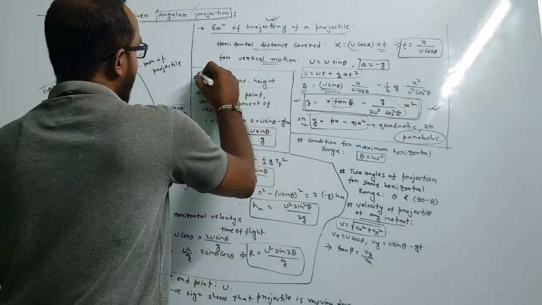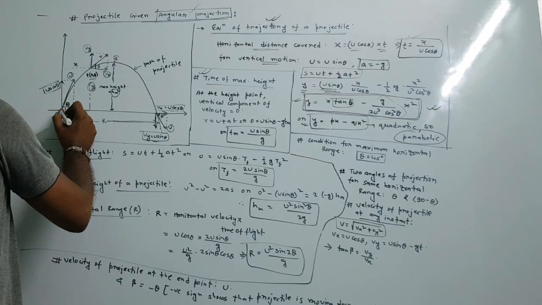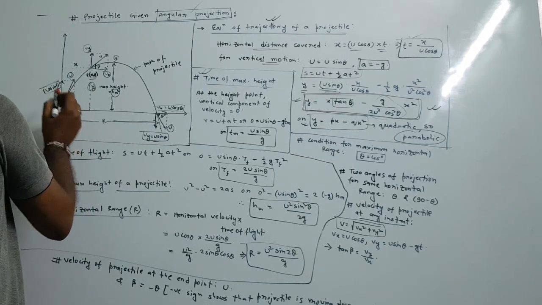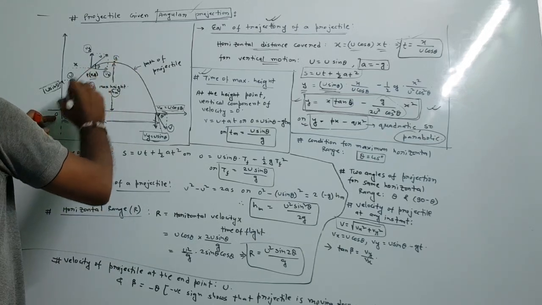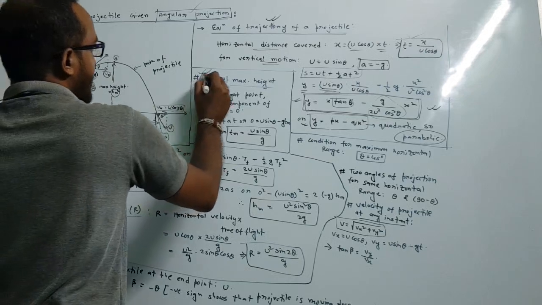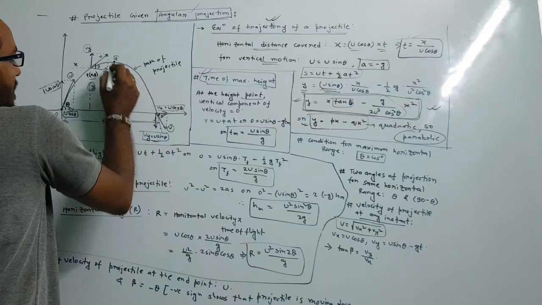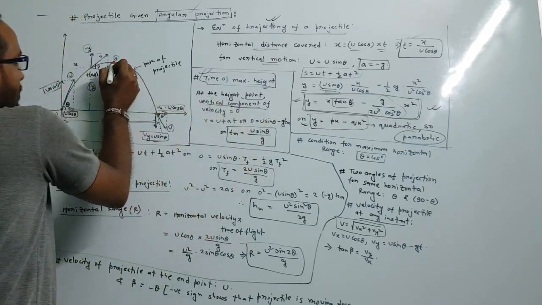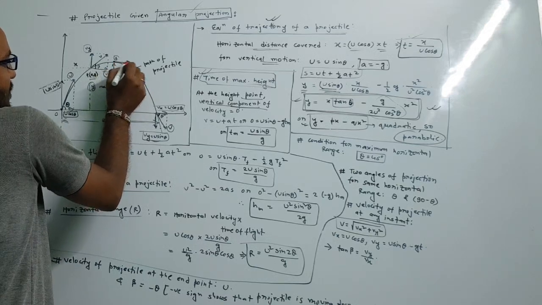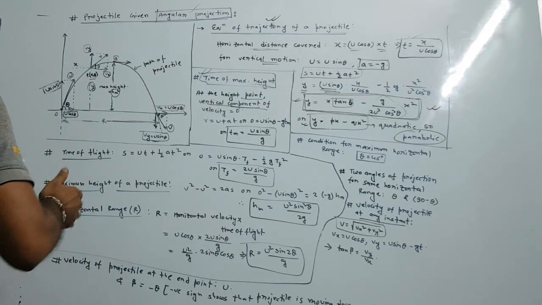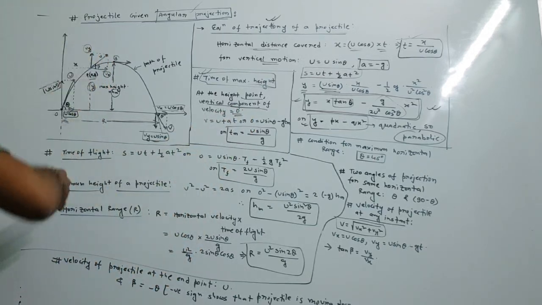Now let us calculate the time of maximum height. That means the time the object takes to go from position O to position A. That is the time of maximum height. So at the highest point, the vertical component would be 0. At this point, you have only the horizontal component. Remember this. At the maximum point, you would have only the horizontal component, no vertical component. So the vertical component of velocity is 0.